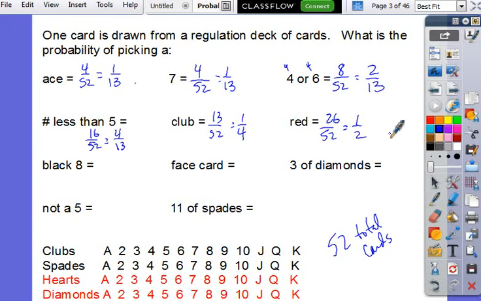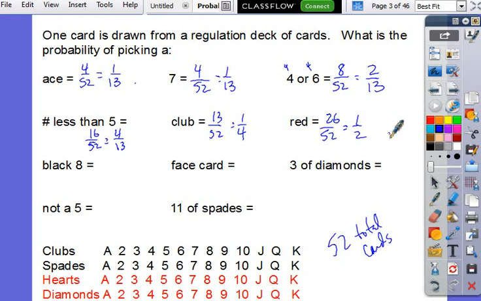1/2. Now, on some of these things, we should already know. For example, on the club. Well, how many different suits do I have? 4. Clubs is 1 of those 4, so that's where the 1/4 comes from. Red. Well, half of the cards are red, so there's where my half comes from. Now, I'm going to do it step by step, but we should recognize that stuff.